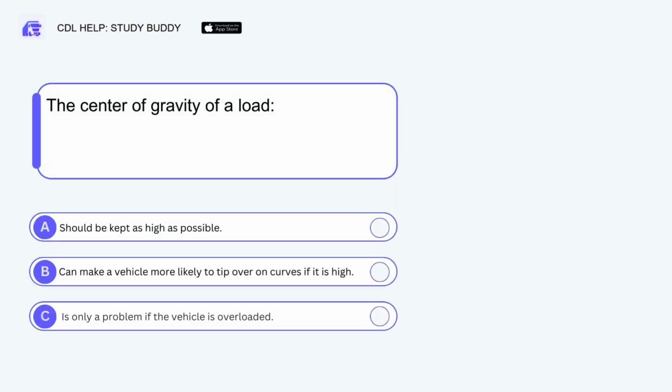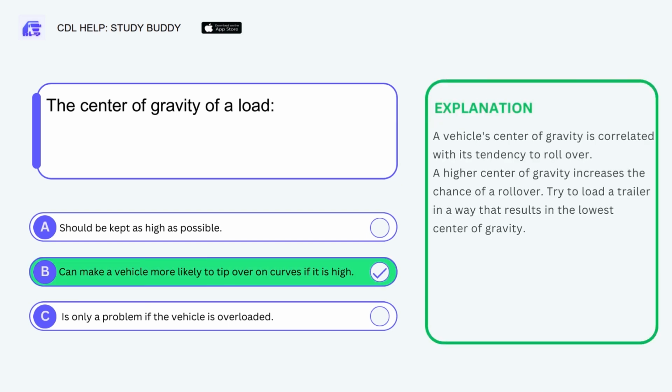The center of gravity of a load. A vehicle's center of gravity is correlated with its tendency to roll over. A higher center of gravity increases the chance of a rollover. Try to load a trailer in a way that results in the lowest center of gravity.